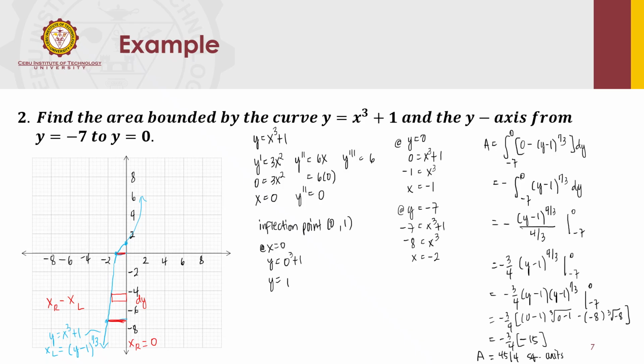If you're allowed to use a calculator, then you can just input that definite integral, and then you'll get 45 over 4 square units.